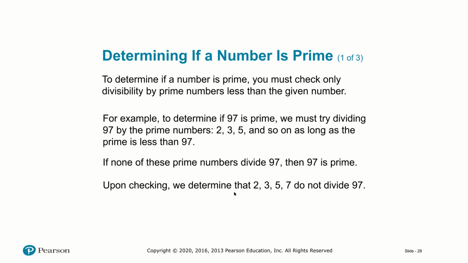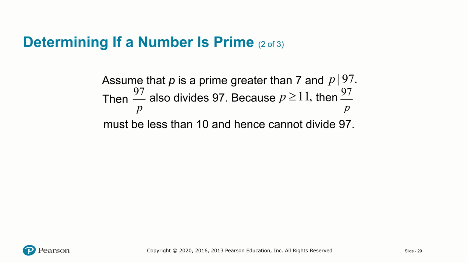Now, if none of those primes divide 97, then 97 is considered to be prime. Upon checking, we determine that 2, 3, 5, and 7 do not divide 97. So now we get clever. We say, assume that there's a prime number p greater than 7 such that p divides 97. In other words, that's a factor of 97. That would make 97 over p also a factor of 97, right? Let's see why that's so.